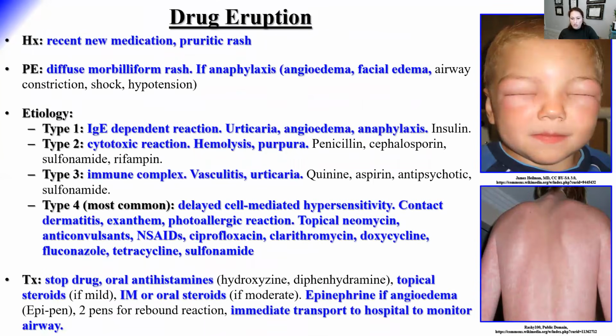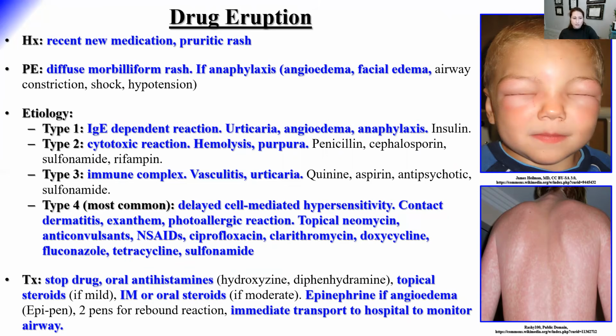We'll talk about drug eruptions. So in the question for a drug eruption, they have to tell you that there is something that the patient took. So a recent new medication, look for that in the history of the question. They may develop a pruritic rash. If it's anaphylaxis, like you see in the top picture here, they may experience angioedema, swelling of the lips, facial edema, airway constrictions, shock, or hypotension.